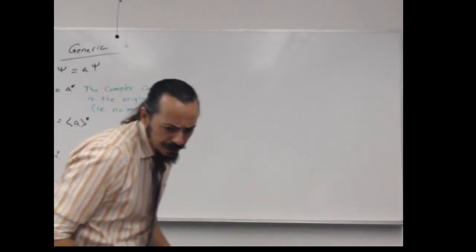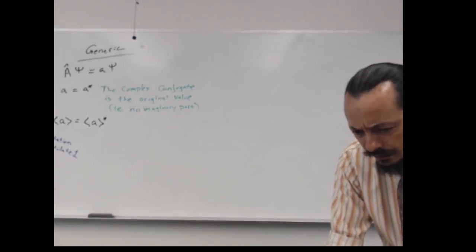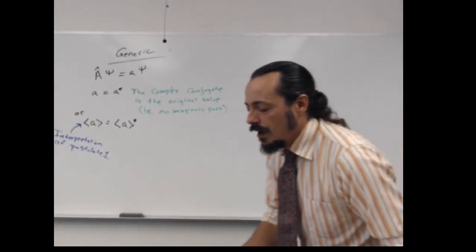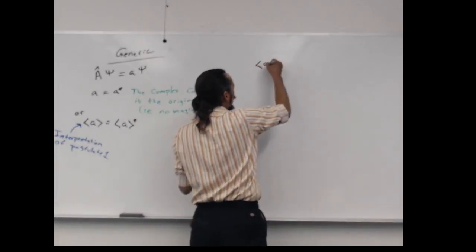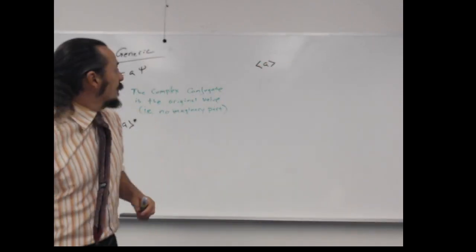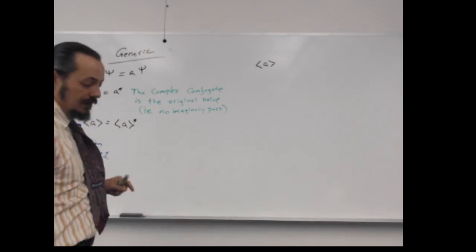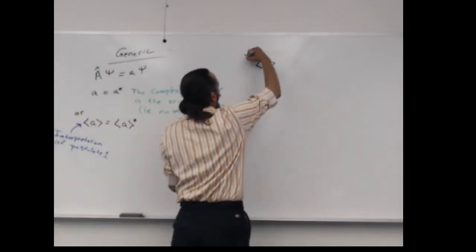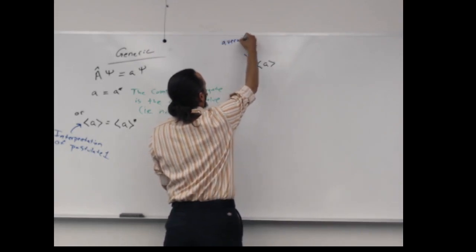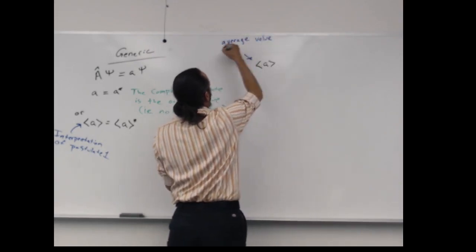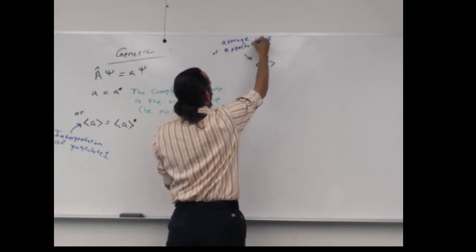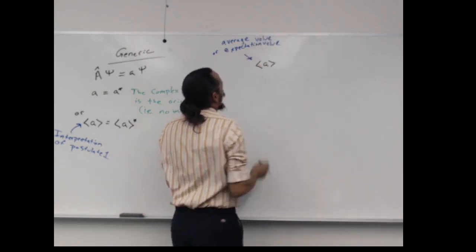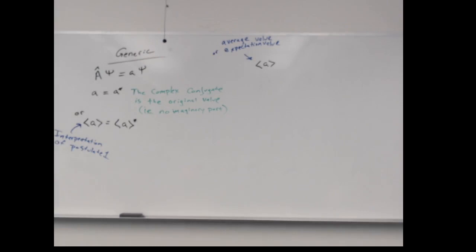So from the interpretation of postulate 1, we could essentially say there is some way to calculate this average value of a. There's a couple different ways we talk about it. We can call this the average value or the expectation value.